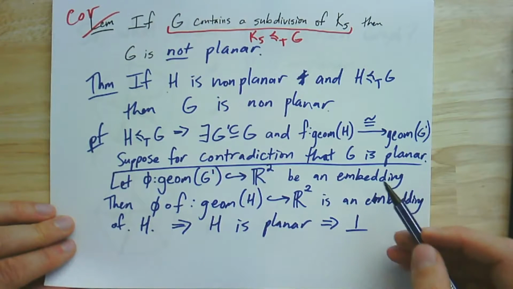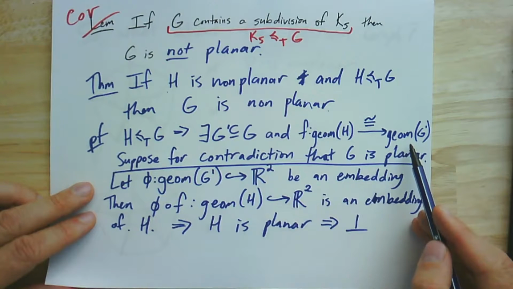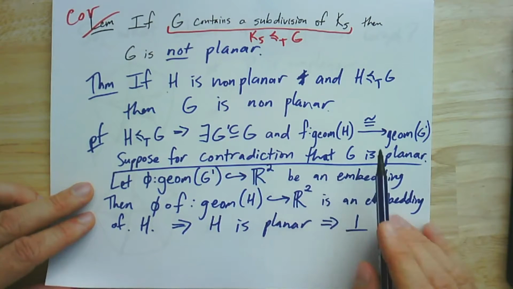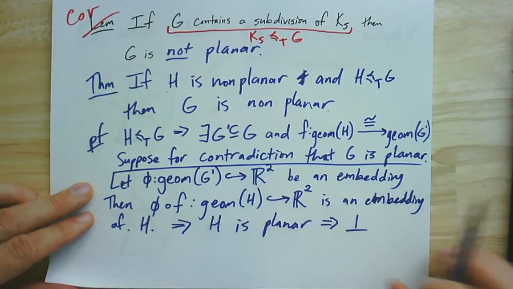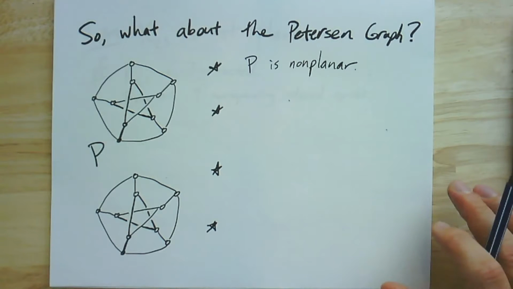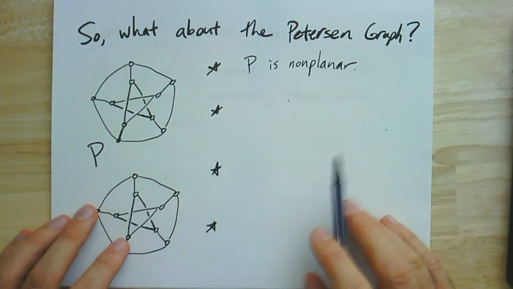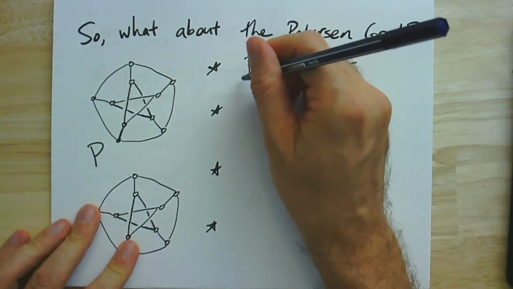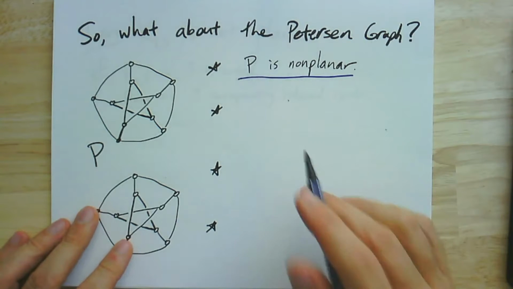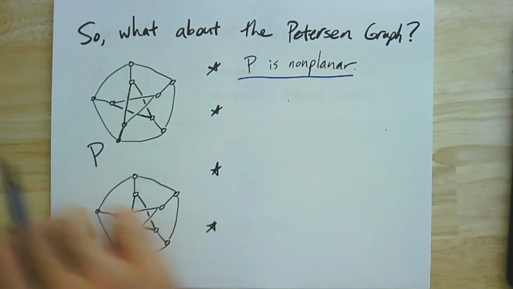Okay, so this gives us also a good chance to see how we use a homeomorphism to relate one embedding to another, to actually construct an embedding of one graph from the embedding of another graph. All right. But what does this tell us about the Petersen graph? Let's call it P. I claim the following, and we're gonna see a proof of this in a second. It will follow from the theorem we just proved. But I claim that it's non-planar.